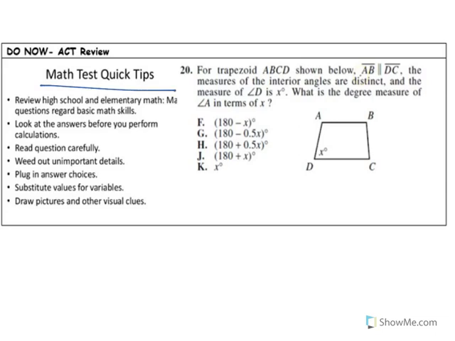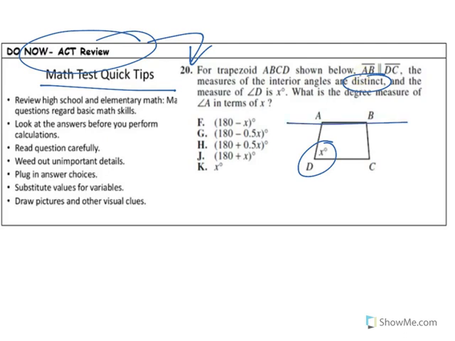Once you've read through those, you do notice this is an ACT question. You can kind of tell because it's number 20 on the ACT. I believe this was from last year. We're asked: trapezoid ABCD is shown below. Line segments AB and DC are parallel. The measures of the interior angles are distinct. This word distinct means that they're all different, right? It's an irregular trapezoid. And the measure of angle D is x. They tell us that right there. So what is the degree measure of A in terms of x?